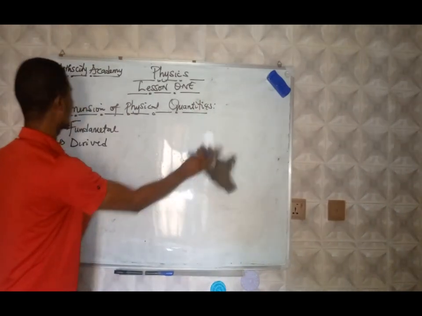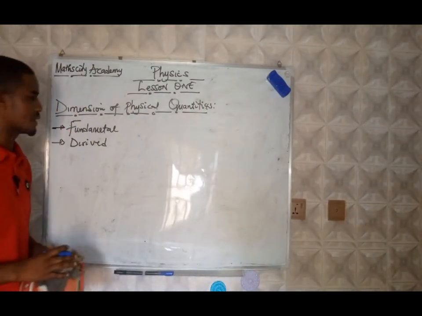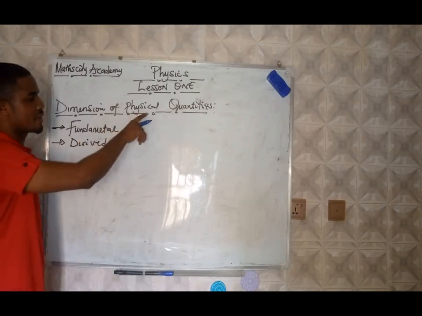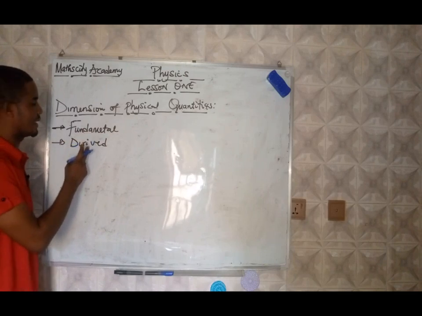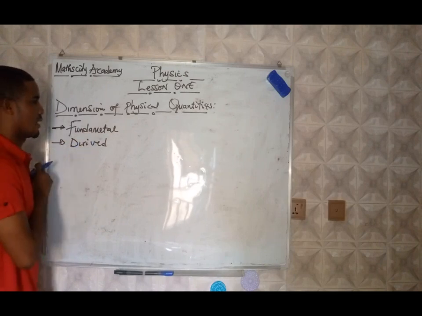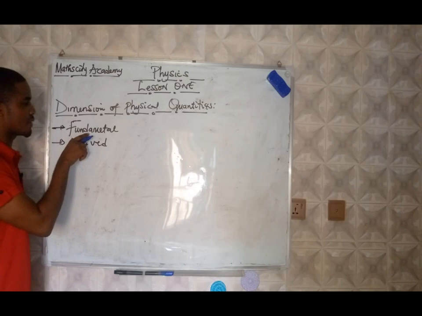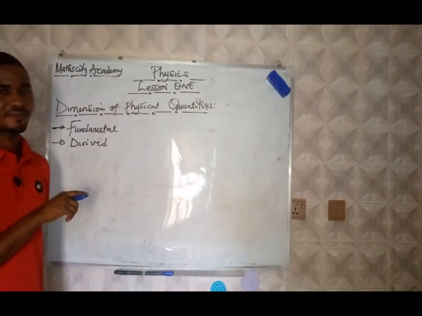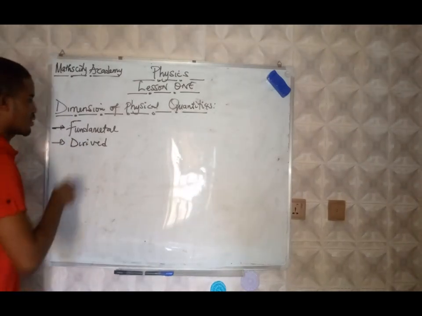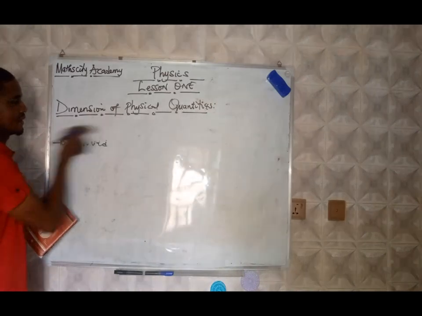Now, before we can go into dimension of physical quantities, we should know that physical quantities are divided into two. We have the fundamental and the derived. I would like us to understand that the difference between the fundamental physical quantities and the derived physical quantities is based on their unit of measurement. What do I mean by this? Let's talk about the fundamental physical quantities.